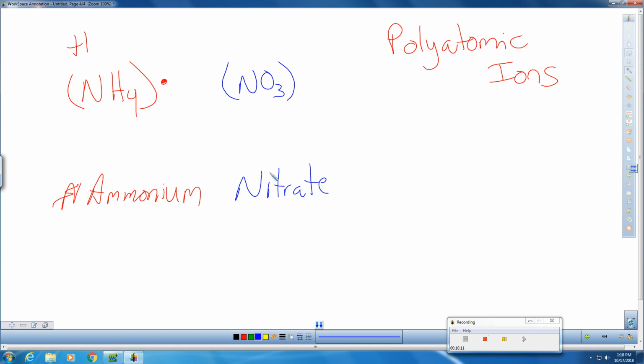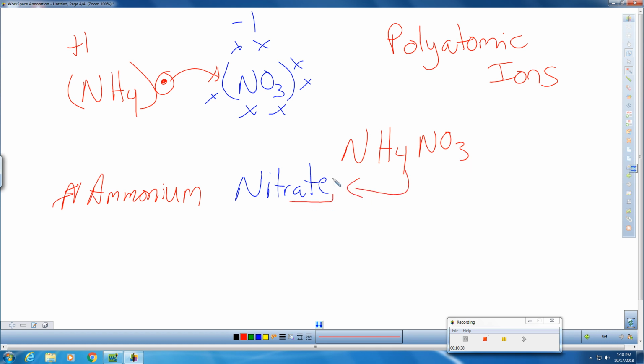And this group here actually acts like it belongs to family 17, which means it has 7 valence electrons, and it's only looking to pick up one more, so it has a -1 oxidation number. So when this guy donates its electron, you now have the substance NH4NO3. You have 2 polyatomics that are working together, combined together to form ammonium nitrate.